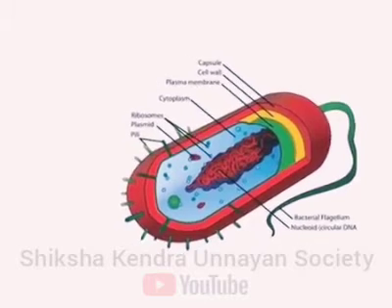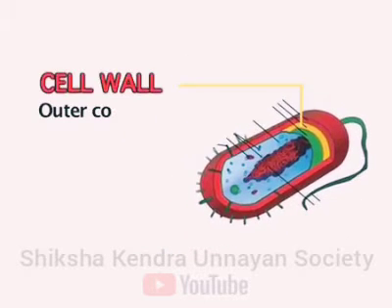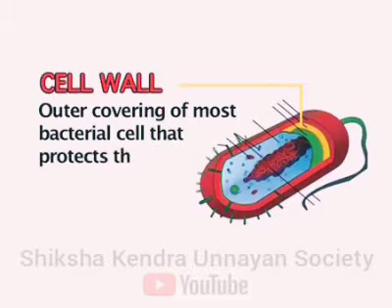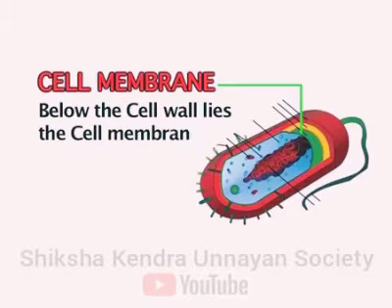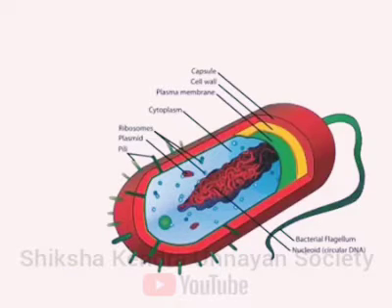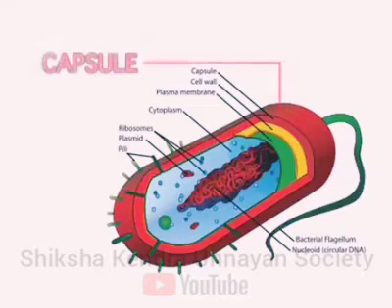They consist of an outer wall, as you can see in the diagram, and this is known as the cell wall. The cell wall in them is made up of peptidoglycan. Now, this peptidoglycan is unique to the bacteria only and is not found in the plants, which also have a cell wall, but it is not made up of peptidoglycan. Below the cell wall lies the cell membrane or the plasma membrane. The cell wall protects the cell and also gives it shape. In some bacteria, as you can see in the diagram, it is surrounded by yet another layer which is known as the capsule, but that is only in some of the bacteria.